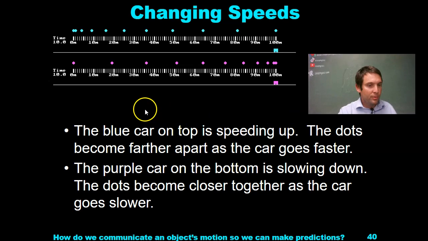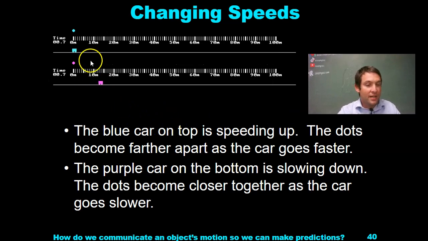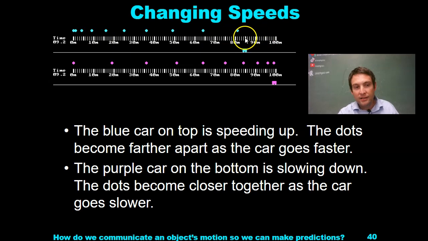But here, the blue car is speeding up. The dots start close together because it's going slow in the beginning, so it's not covering as much distance in the same amount of time as it is in the end. By the time it gets towards the end, the dots are further spaced apart because it's covering more ground in the same amount of time.